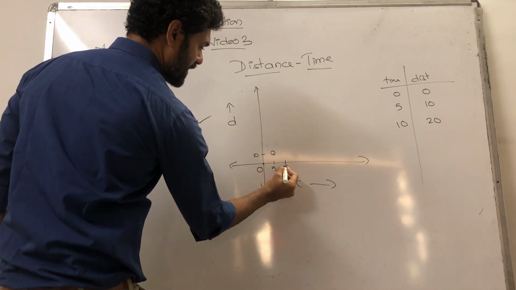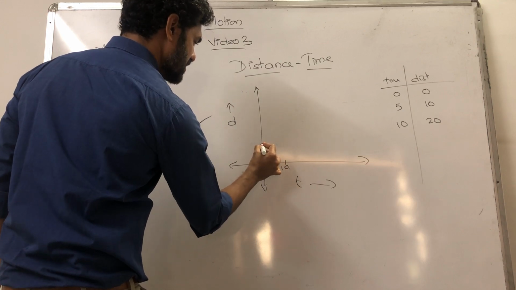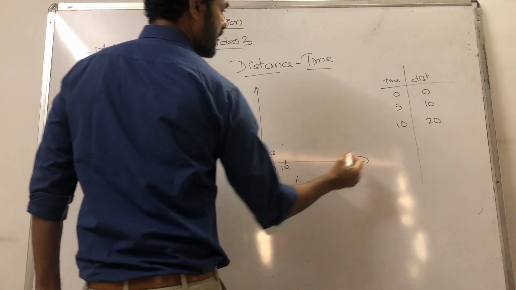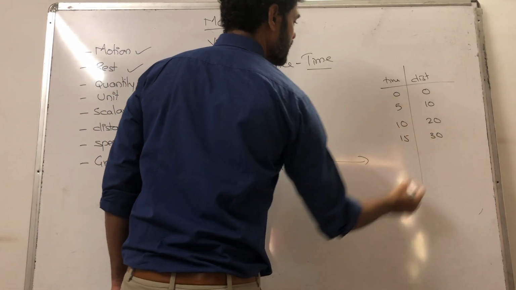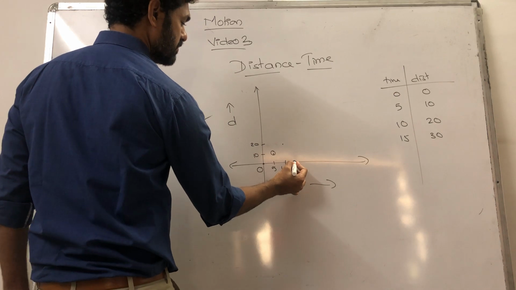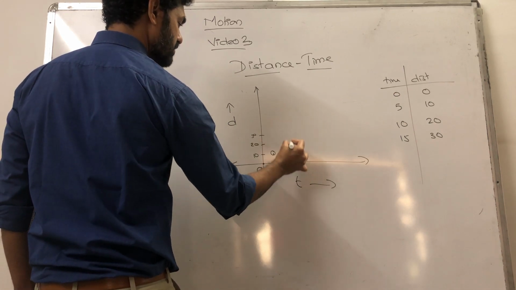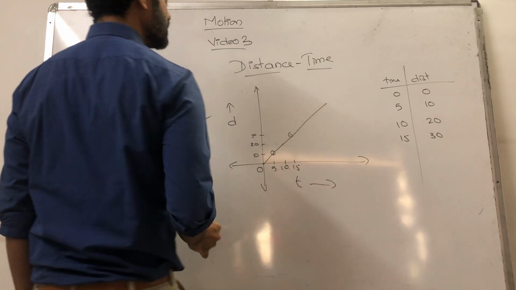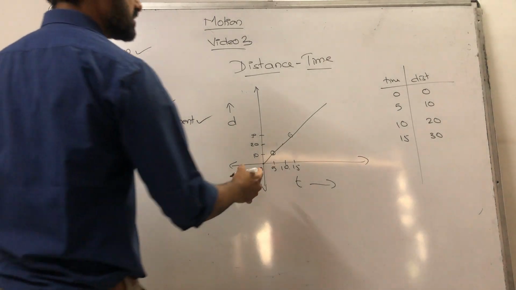So in the next 5 seconds, that is from 5 to 10, it travels another 10 meters, so now it is at 20. In the next 5 seconds, that is after 15 seconds, it travels another 10 meters, so it comes to 30. So this is 15, the object will come to 30. So now if you join these points, you get a straight line like this.